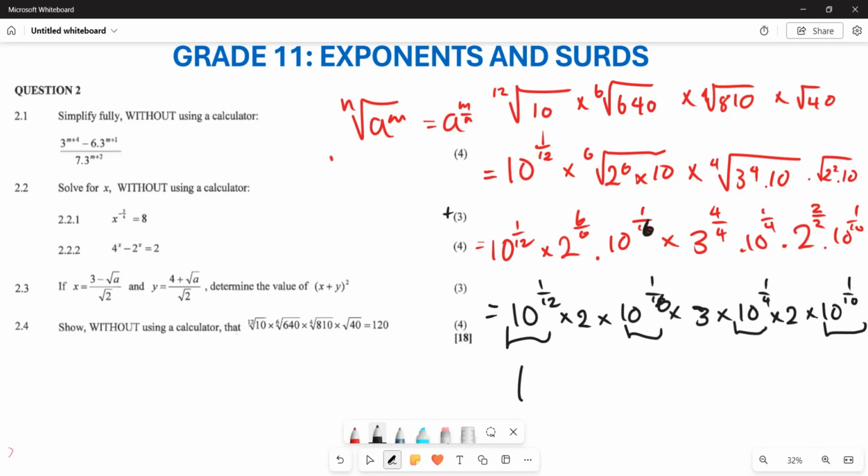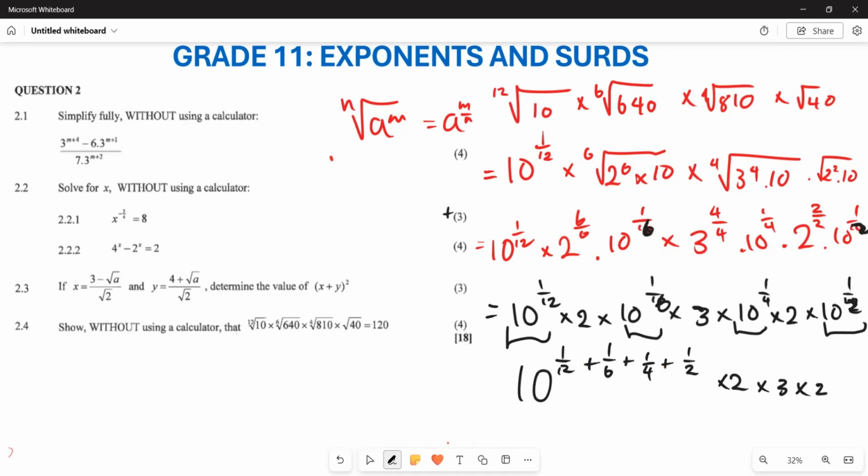Now this is going to be 10 to the power of 1 over 12 plus 1 over 6 plus 1 over 4. Look at this, this is plus 1 over 4, right? This is going to be plus 1 over what? Again, this is not 10, but this is going to be squared. Remember, this was the root, so this is squared, right? Now that you have that, this is going to be 1 over 2. Now, this is going to multiply by 2, multiply by 3, multiply by 2. When you're adding all of these, you are going to get 10 to the power of what?